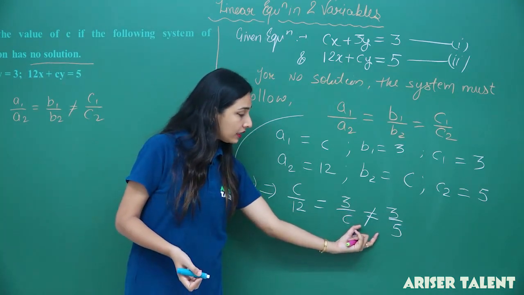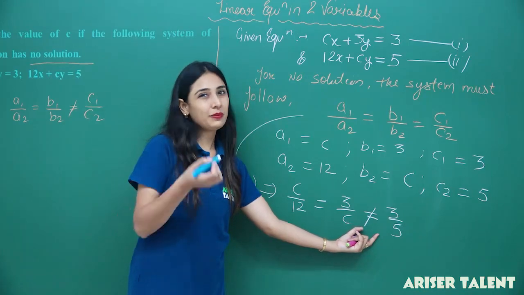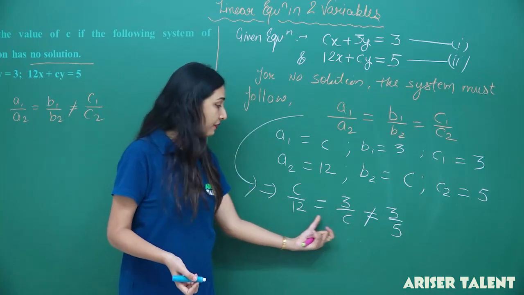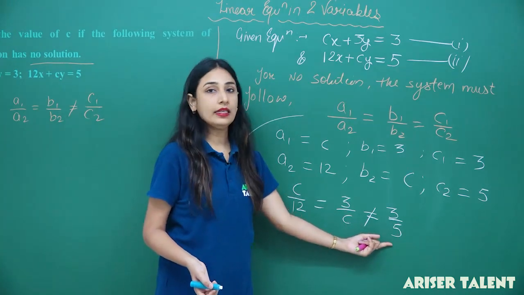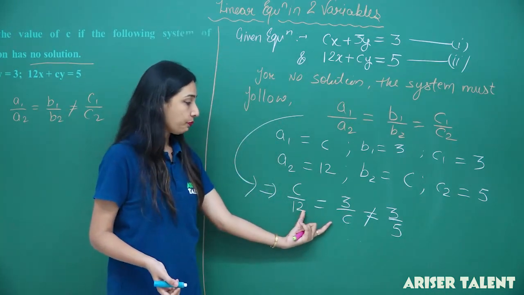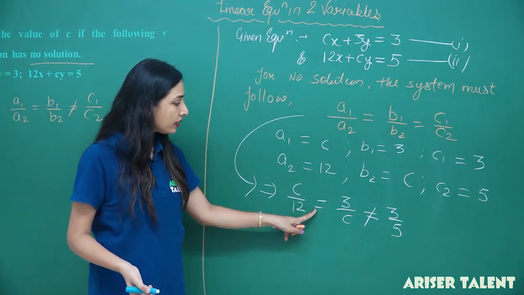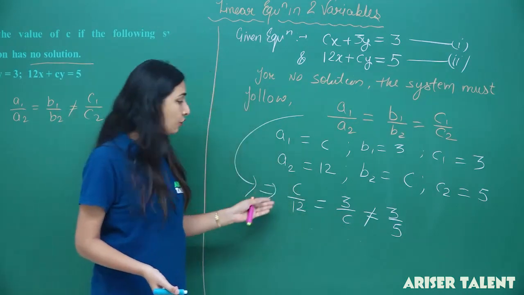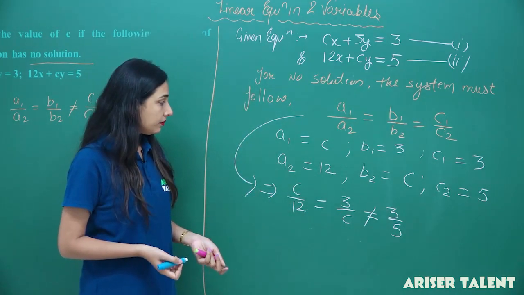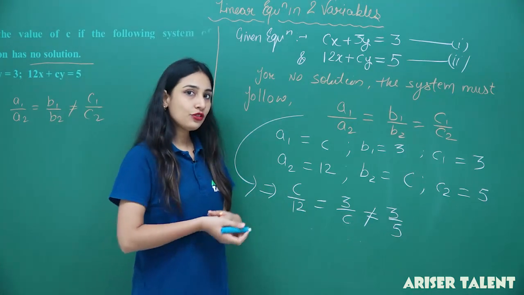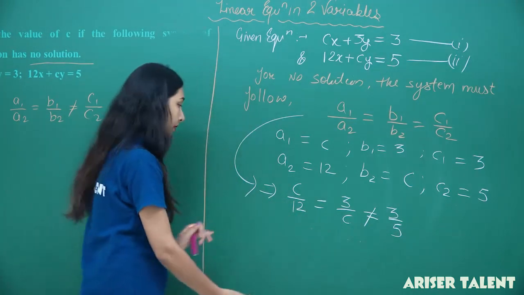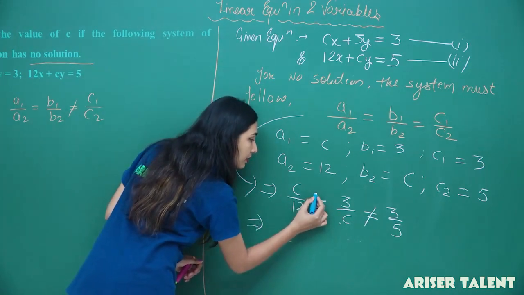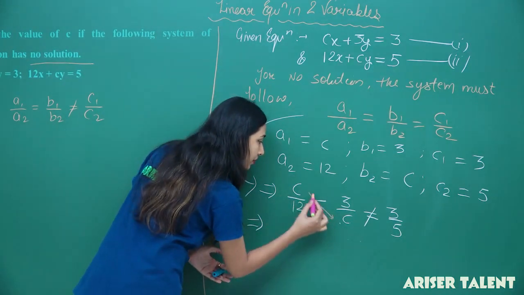Now, can I take these two? It's a bit confusing, and there will be many values for that. If I take these two, again the same problem. But if I take these two, this is so simple. Here is the equal sign, here C and here 12, here 3 and here C. So it will give you a quadratic equation, right. So, we can take these two.